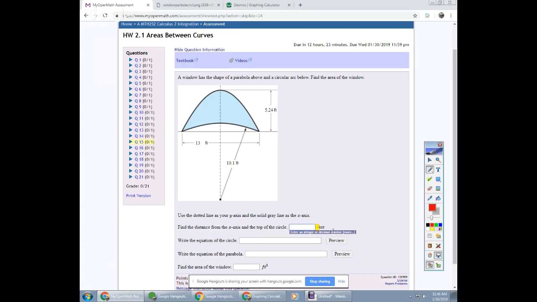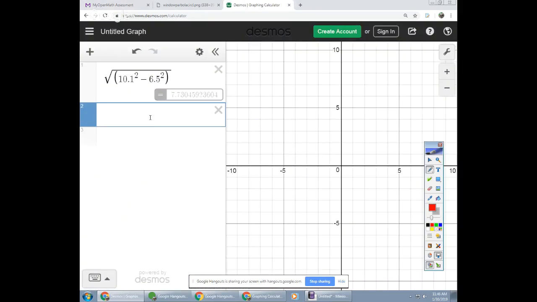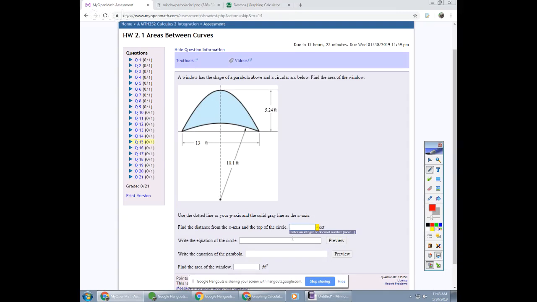Okay, so what is 10.1 minus 7.73? Does anyone get that? 2.37. Okay, so I guess they just want that number. All right, what's an equation for the circle? I'm hoping they just want the equation. So do they want y equals the square root of 10.1 squared minus x squared, and then subtract 7.73?